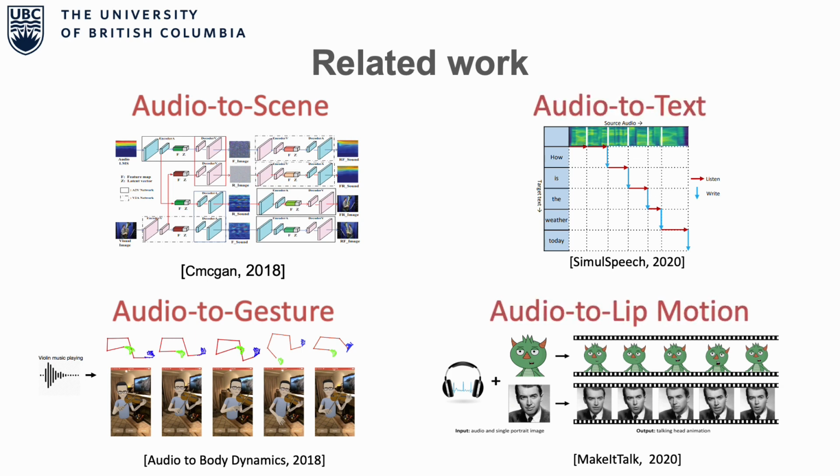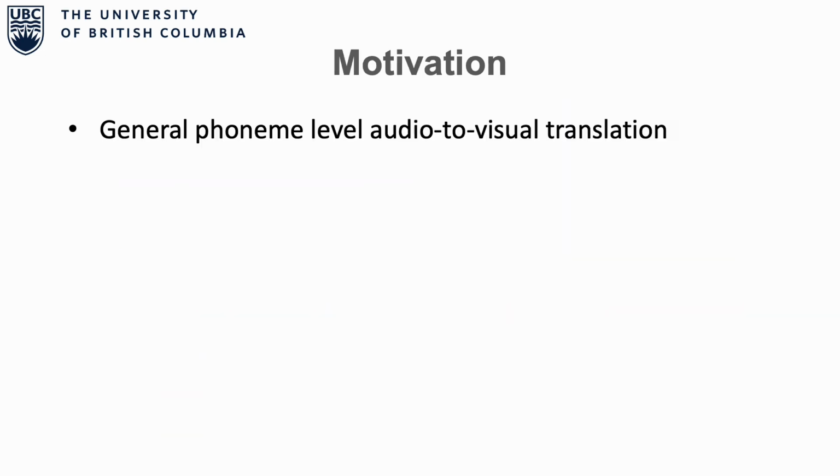Both audio-to-text and audio-to-lip motion methods focus on human speech. The difference is that audio-to-text methods can only translate human speech at the word level, while audio-to-lip motion can translate phoneme-level speech. But the problem is that it tends to be ambiguous. For example, ball and door share the same lip motion. So in our paper, we propose a general phoneme-level audio-to-visual mapping through which people can learn the sound from the corresponding image while overcoming the ambiguous problem introduced by audio-to-lip motion.